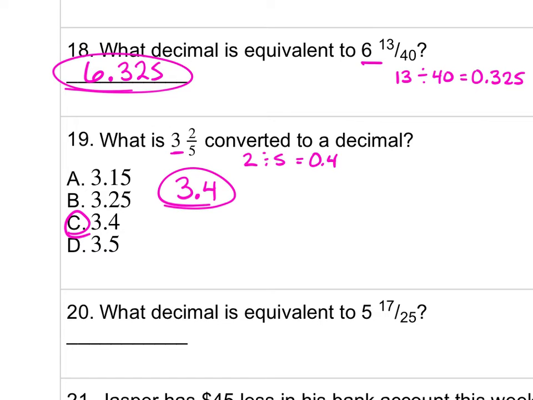Number 20 is like this. We're looking for the decimal equivalent of 5 and 17/25. So we write 5 in front of the decimal, and 17 divided by 25 is 0.68, so we get 5.68.